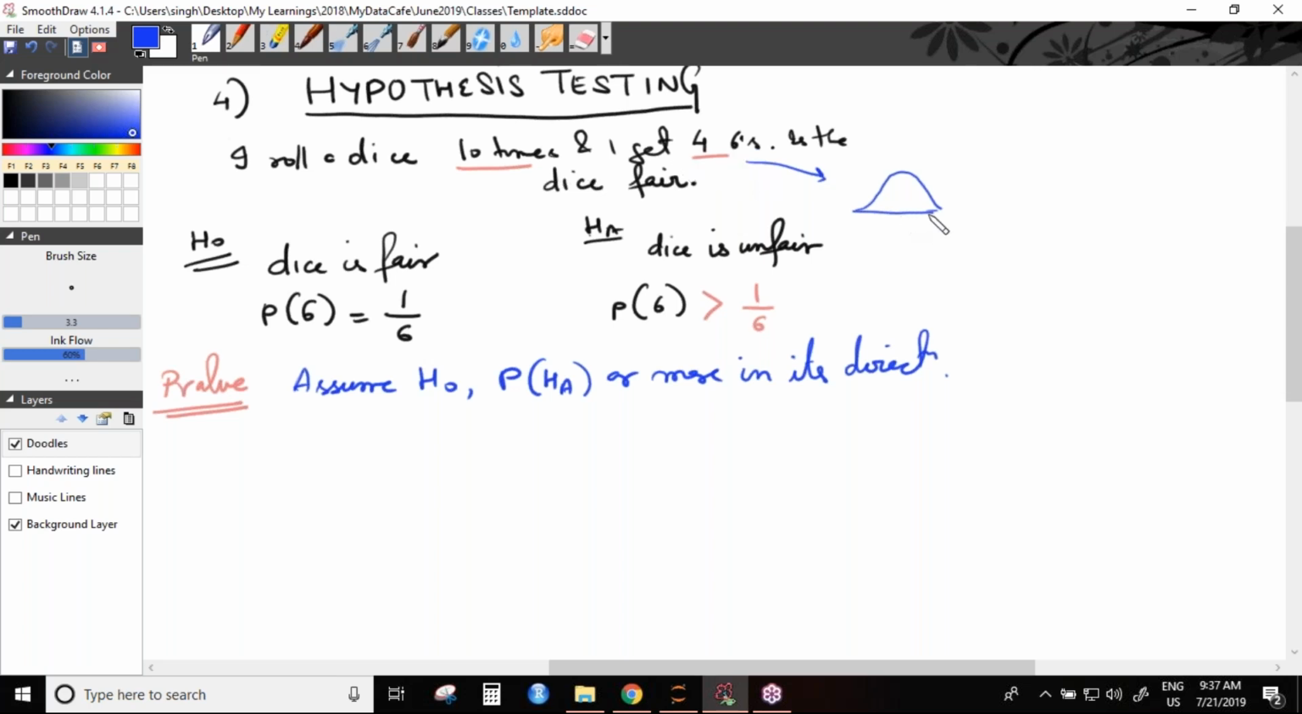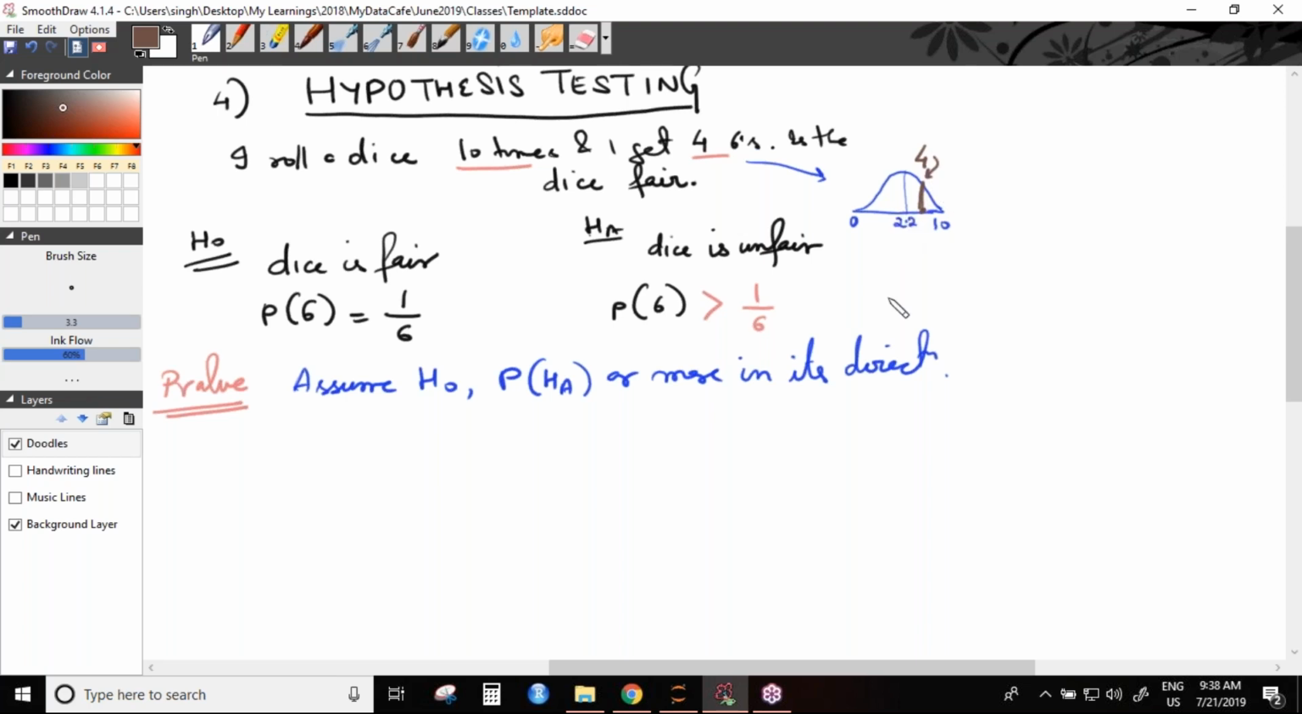Just take my word for it that this will follow a normal distribution. Where you roll it 10 times, you can get 0 sixes or you can get 10 sixes. You cannot get beyond 10 because you are rolling it 10 times, and you cannot get less than 0. You will have maybe around 2.2 here, which will be the average. So around 2 you will get by default, but here in the question you are getting 4, so that means somewhere here.